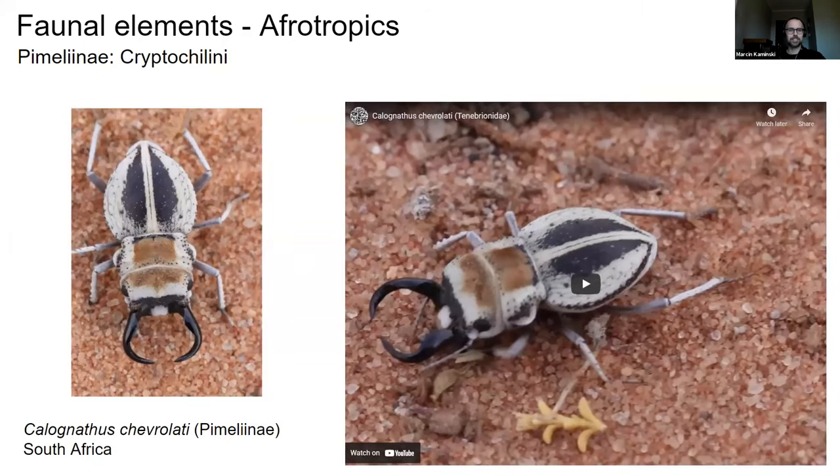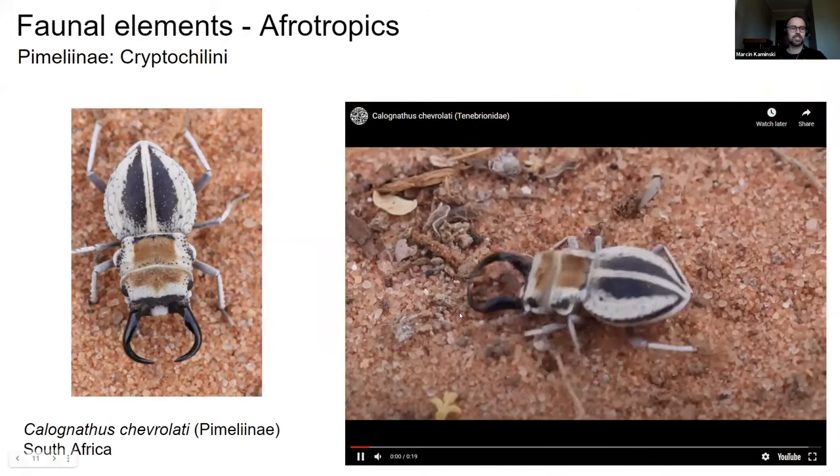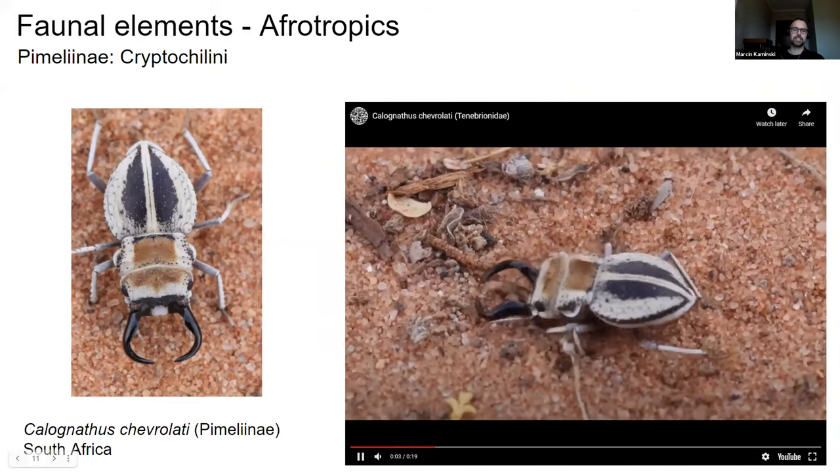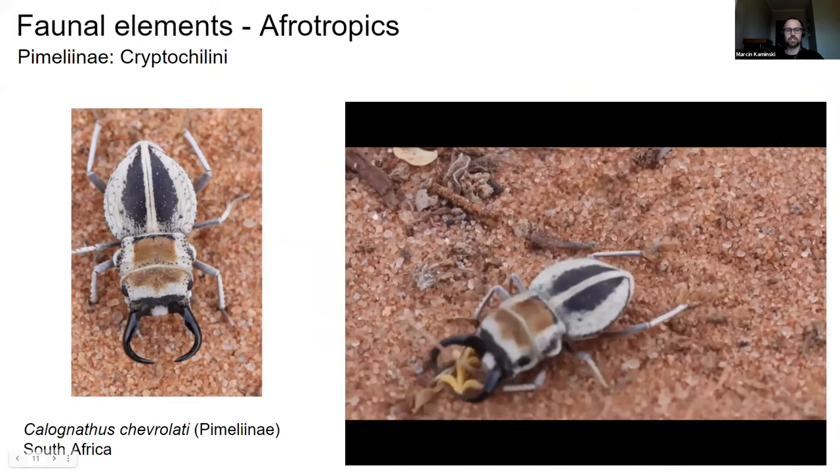Oh, and I think this is maybe a mistake. What is this Lucanid beetle doing here in my presentation? Of course, I'm just joking. This is a darkling beetle. This is a very characteristic species that we have observed near the South African and Namibian border a few years ago.